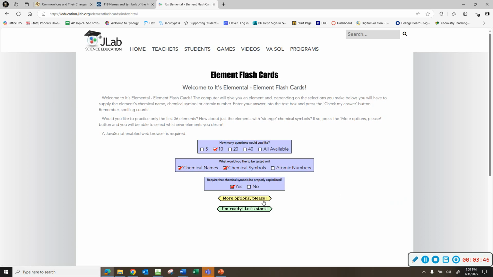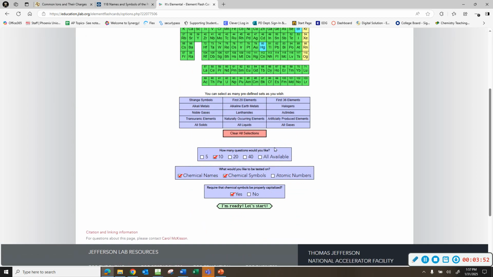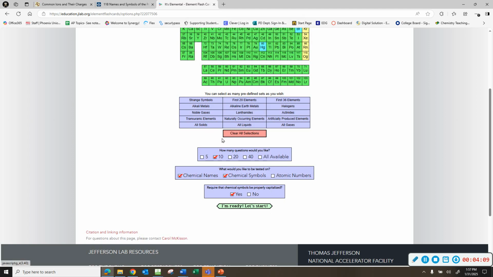I'm going to briefly show you how this works. I accidentally hit additional options, so you could just study the first 20 at first, the first 36, so it limits it until you get a handle on it, right? So let me clear all sections, and it's not letting me, so I'm going to do all solids, all liquids, all gases, so it just includes everything.